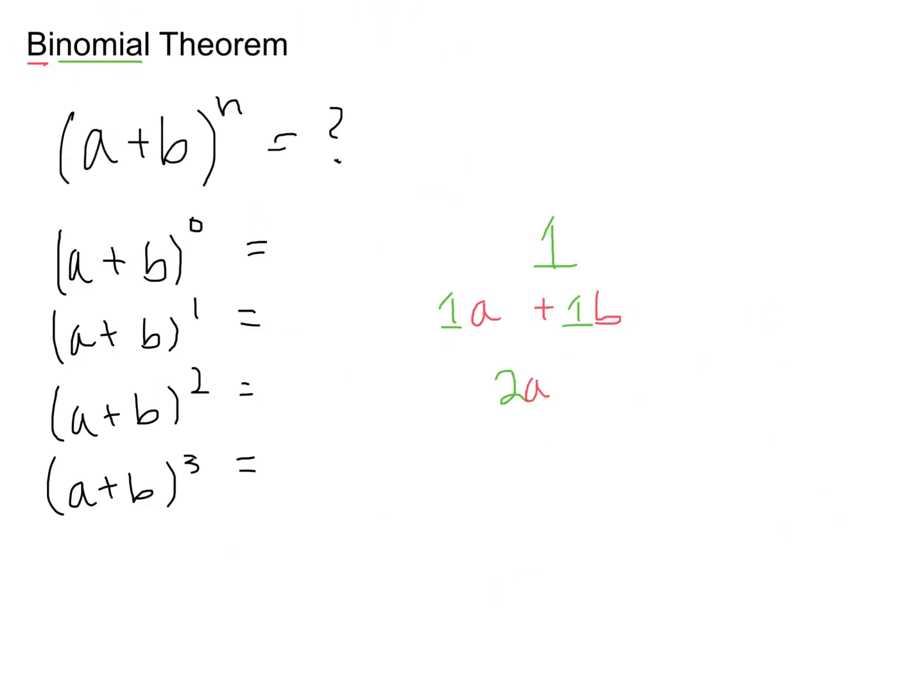I'll write this. I want to center it for a reason. Alright, and I'm going to include the coefficients for a squared and b squared, right? That's just 1 and 1. And you might see why in a second. So now let's think about (a+b) cubed. Well, what is (a+b) cubed? (a+b) cubed is (a+b) times (a+b) times (a+b). But (a+b) times (a+b) is (a+b) squared.